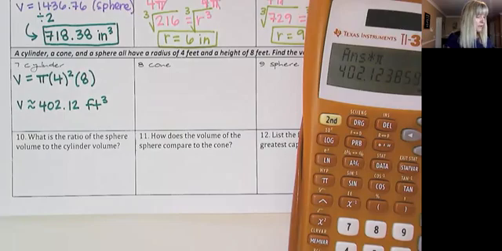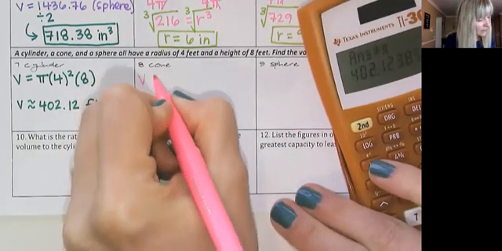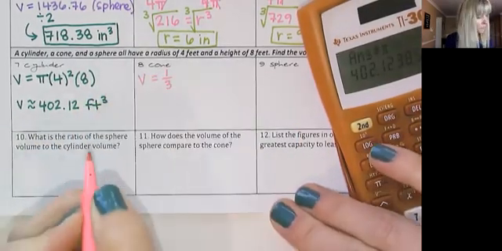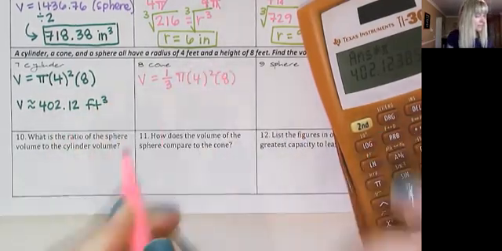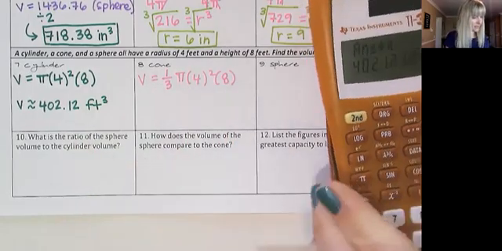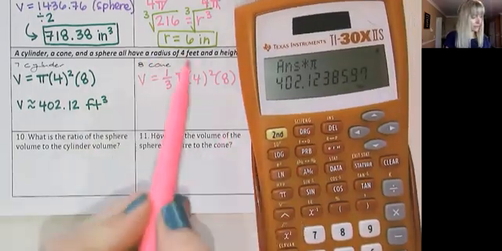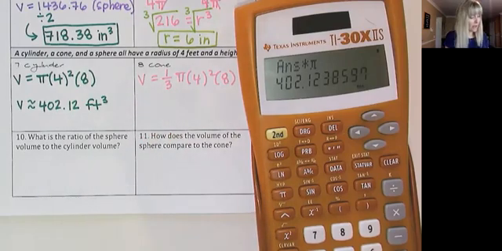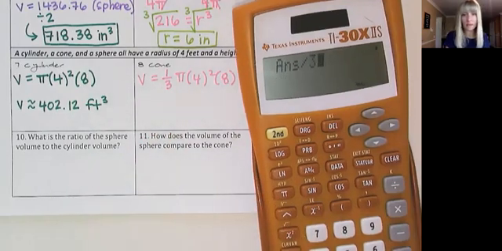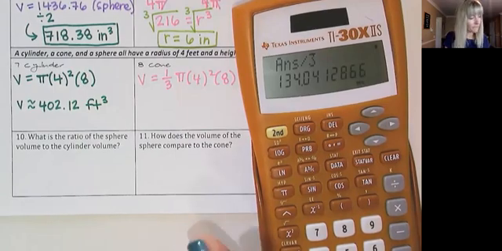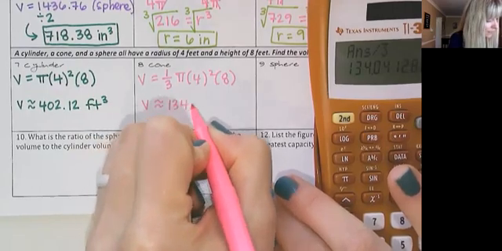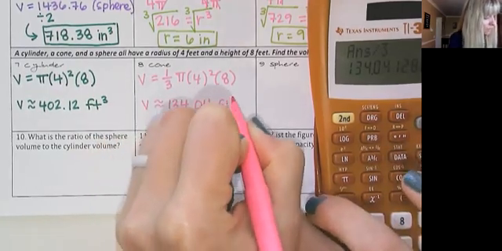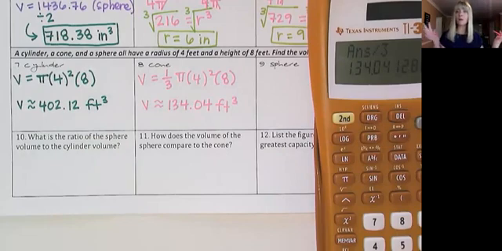The volume of the cone is exactly like that, but with a 1/3 first: 1/3 pi r squared h. Do I really need to type all that in again? I have this decimal sitting right here that was exactly this work. I just need to divide by 3 because the cone is 1/3 of it. The volume of the cone is approximately 134.04 feet cubed. Definitely smaller than the cylinder. It should be, it's 1/3 of it.